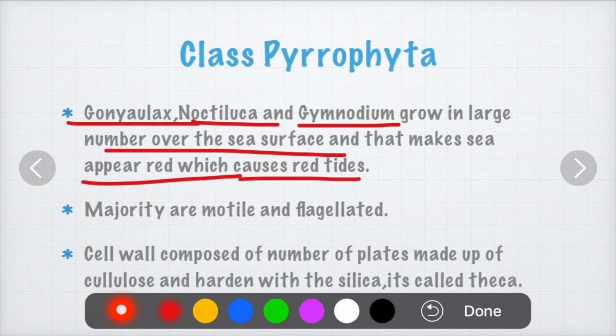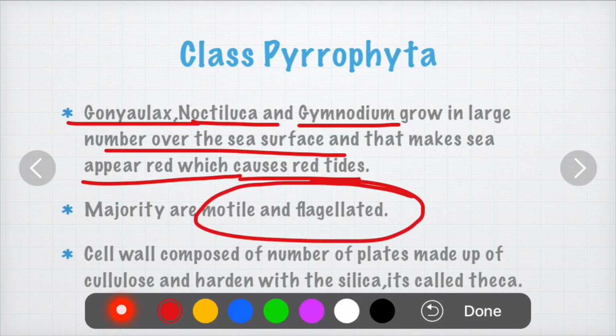The majority of the Pyrrophyta are able to move from one position to another. They show motility because of the presence of a locomotory organ, the flagella. So they are flagellated and motile. I already told you the sea appears red because of the organisms Gonyaulax, Noctiluca and Gymnodinium. That is one of their characteristic features, and it is because of the pigment present in them. I'll tell you which pigments further.